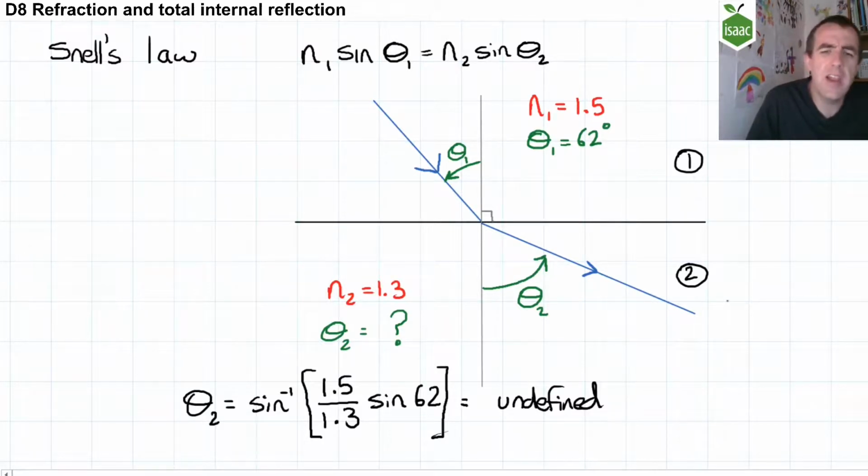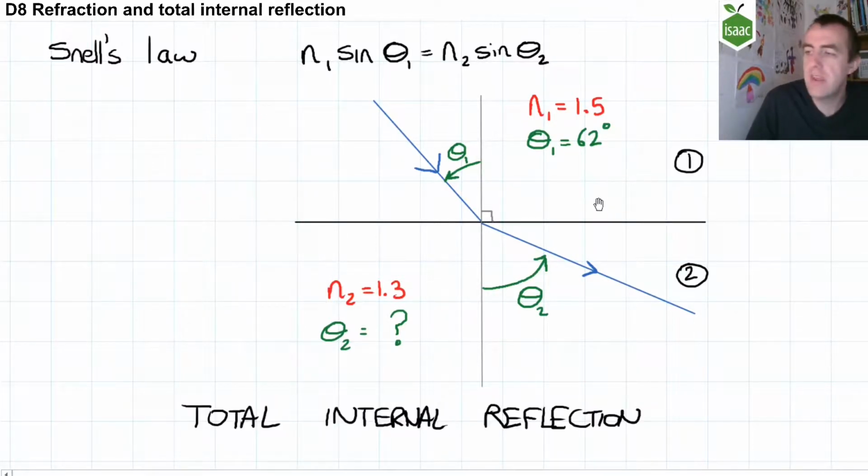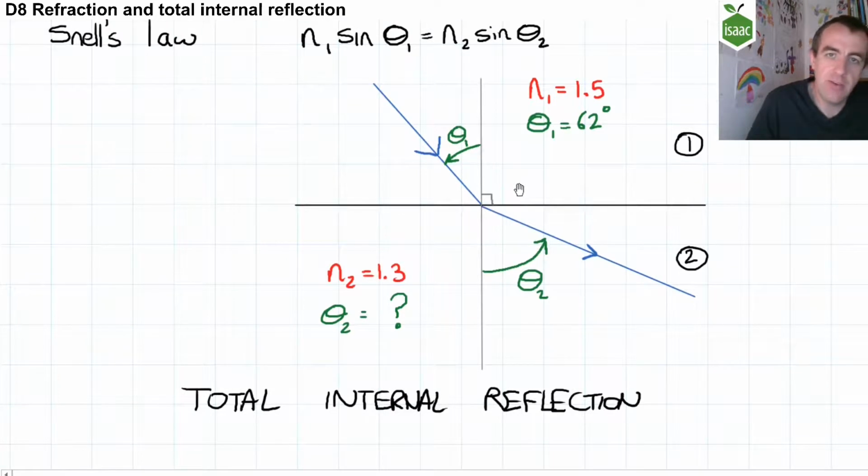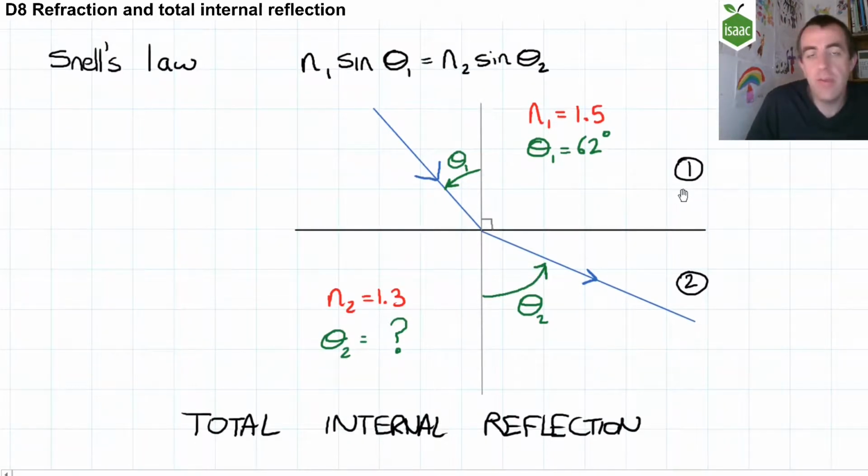Well, what does this tell you? This tells you that there is no refracted ray. All of the light intensity is reflected at this boundary back into medium 1, and none of it is transmitted through into medium 2. So that's called total internal reflection. The angle of reflection is equal to the angle of incidence.